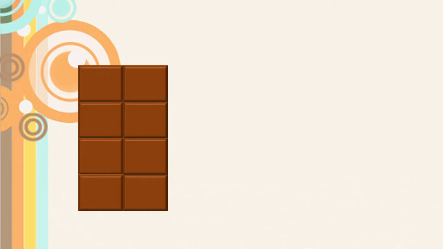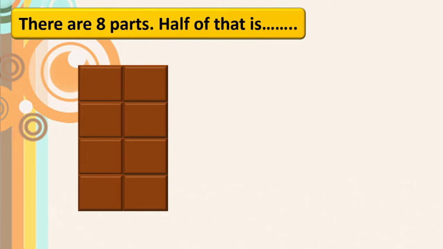See, this is a chocolate slab. And here how many rectangles can we see? We can see 8 parts. See here, this side 4 and this side 4. 8 parts we can see.